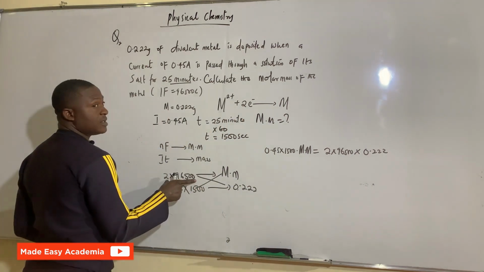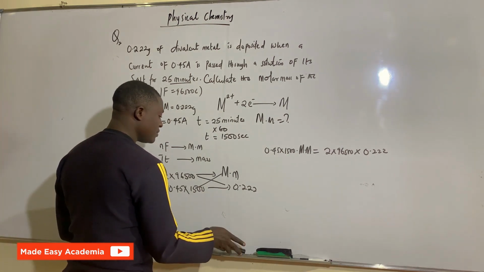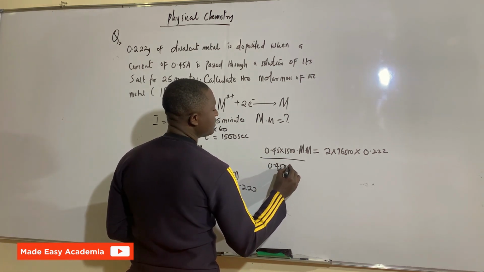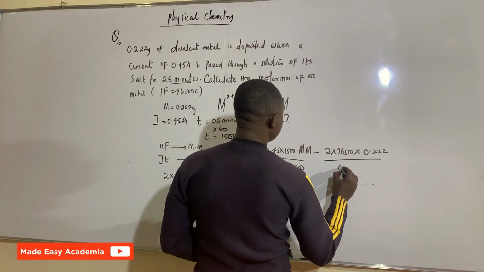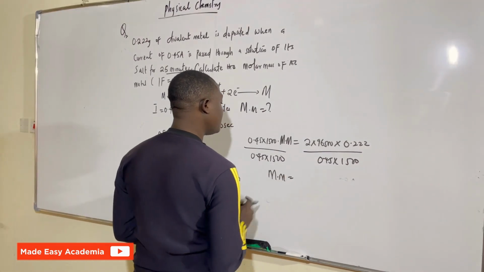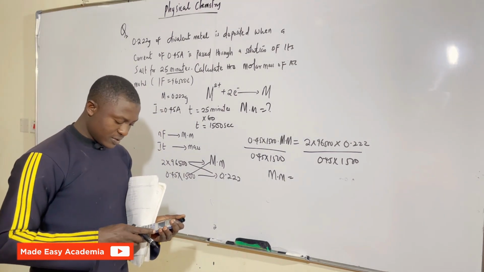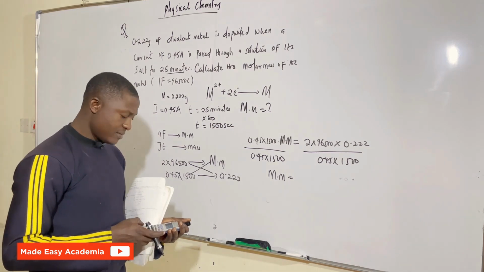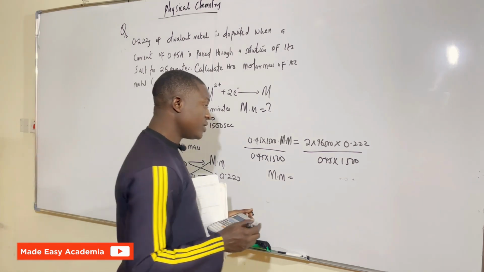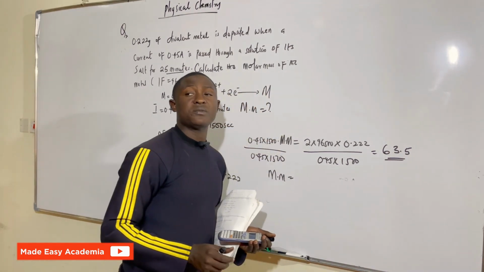So what do we do? This multiplies this, at the same time this also multiplies this. Since I'm looking for M, I will make M the subject of the formula and divide all through by 0.45 times 1500. So molar mass is equal to 2 multiplied by 96,500 multiplied by 0.222 divided by 0.45 multiplied by 1500. If I do that, what I have here is 63.5 by approximation. Which makes 63.5, I think that one goes to be copper.